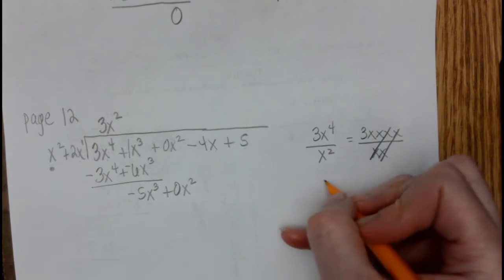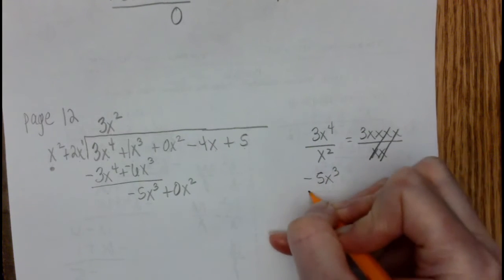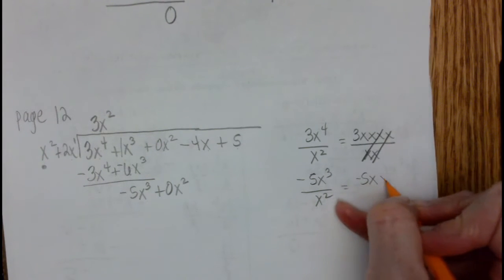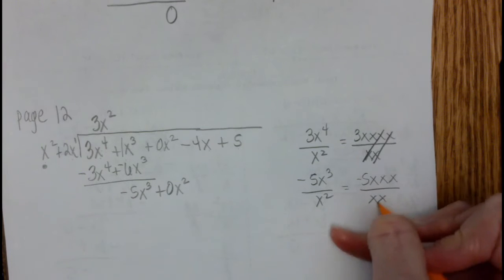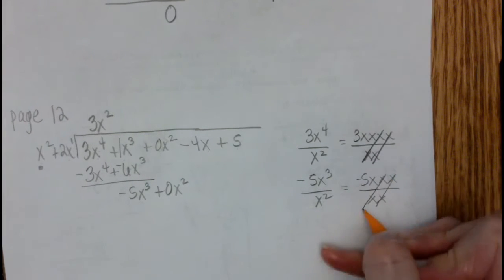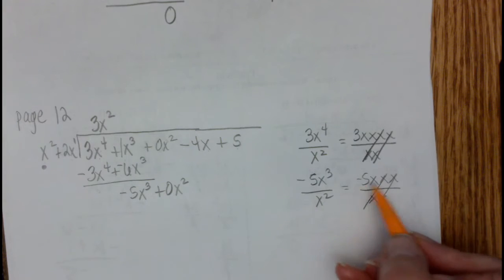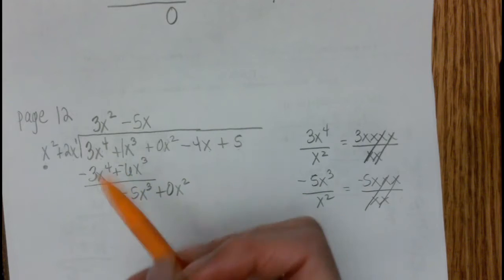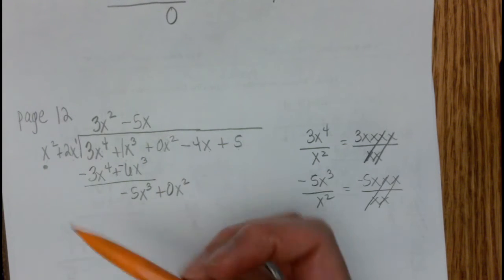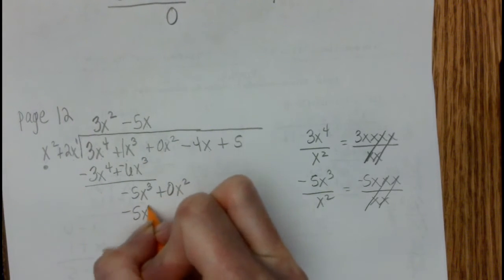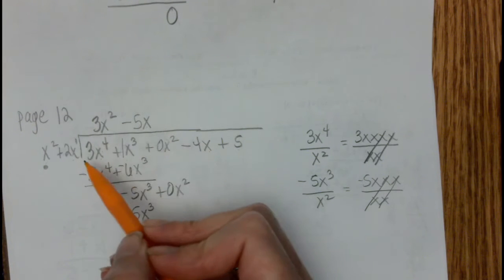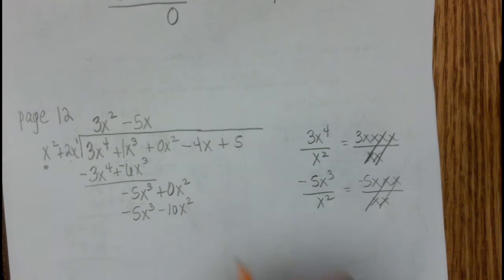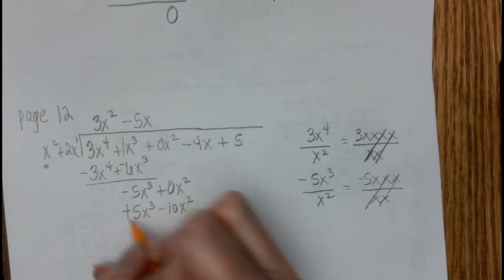And we're going to divide again. We're going to do negative 5x cubed divided by x squared. Write it out. 5xxx divided by xx. Well, 2 of those x's cancel out, and we're left with negative 5x. That's what's going to go next up here in our quotient. Negative 5x times x squared is negative 5x cubed. Negative 5x times positive 2x is negative 10x squared. Change both signs.